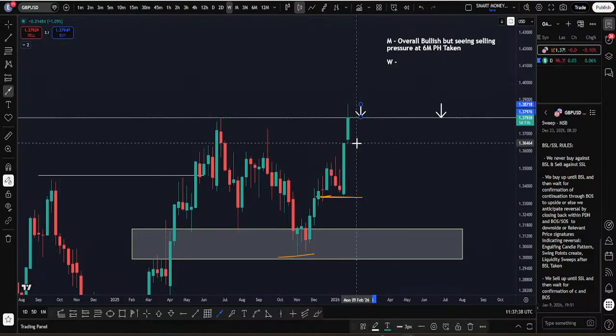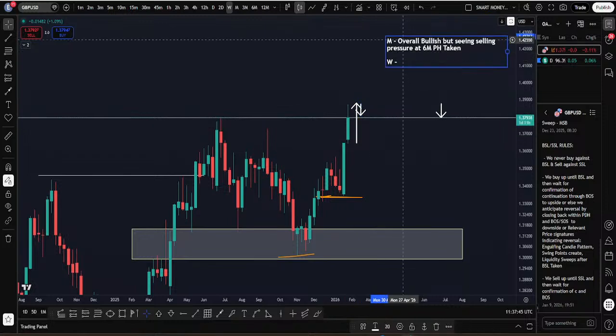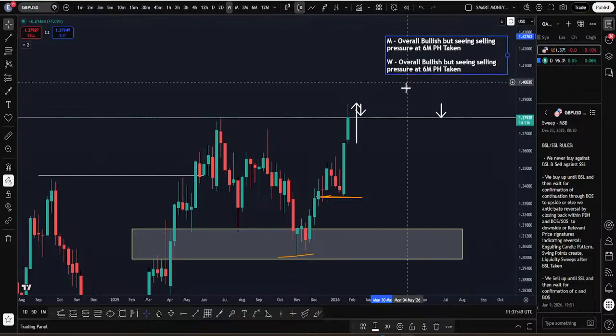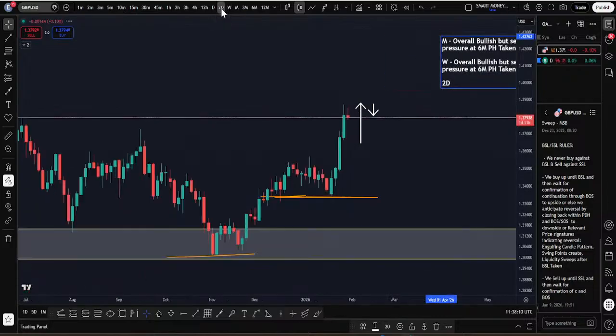So overall, the weekly has been bullish, but we are starting to see this selling pressure coming into the market. So it's almost a similar description here. If we go to the 2-day, I haven't seen any major liquidity sweep, other than the 6 monthly one. So we have taken buy side liquidity of the 6 monthly high, which is really important, and the 12 monthly, the yearly high.